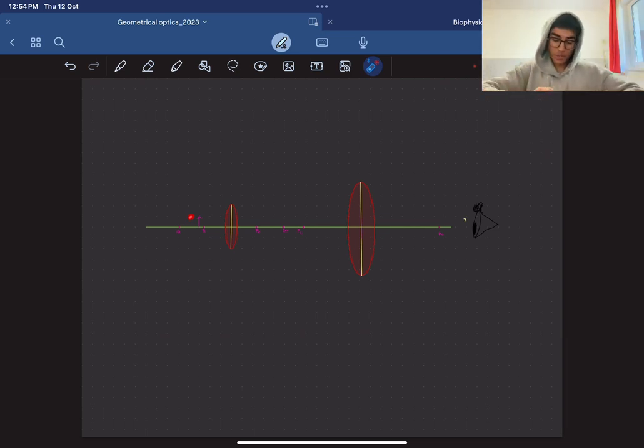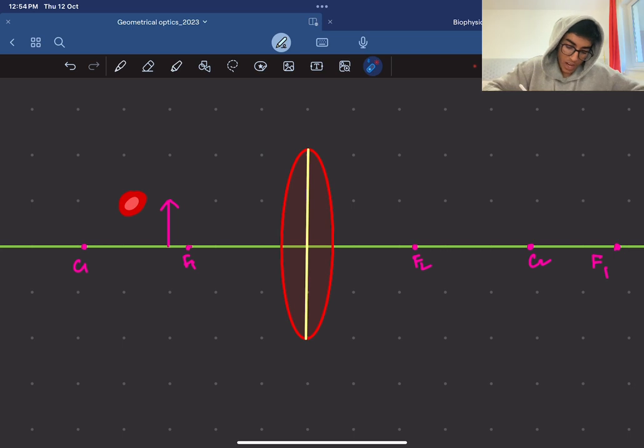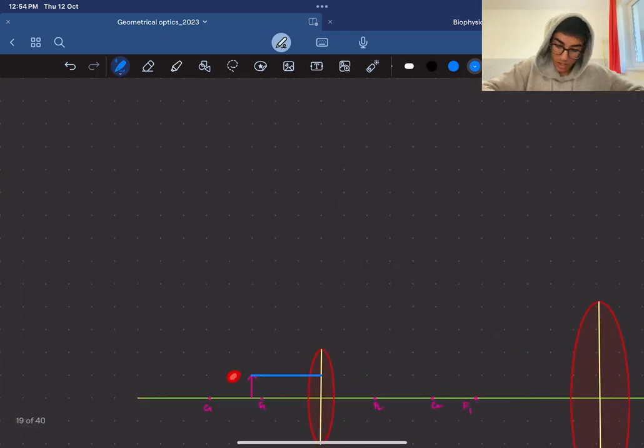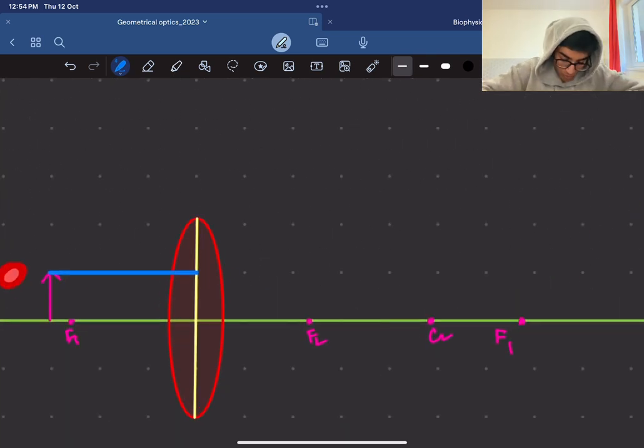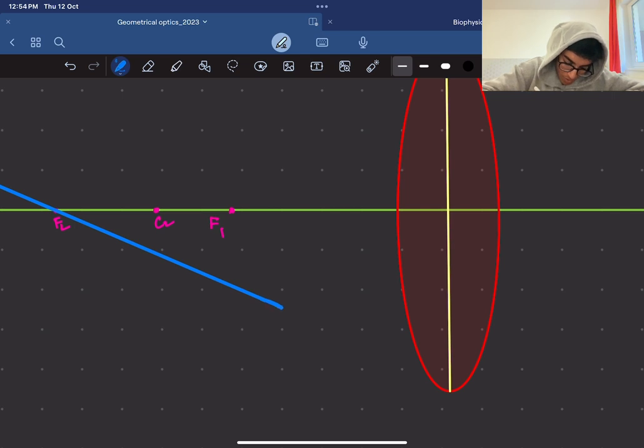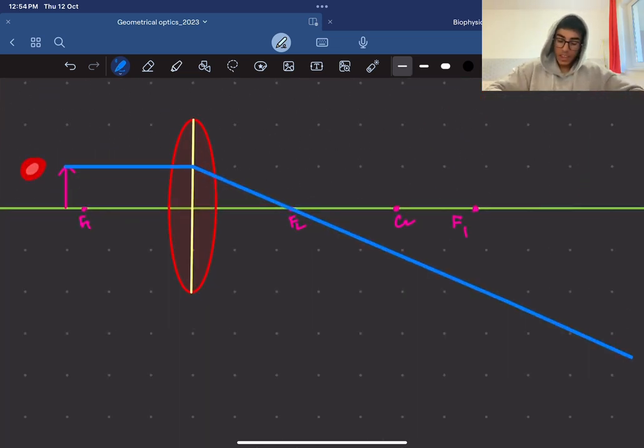Then after that, let's take a ray coming from the RBC. First, we're going to take a parallel ray, because I hope you guys know what a parallel ray is going to do. It's going to go through the focus, and right here we have our focus. That's the ray. Then we take another ray going through the center.